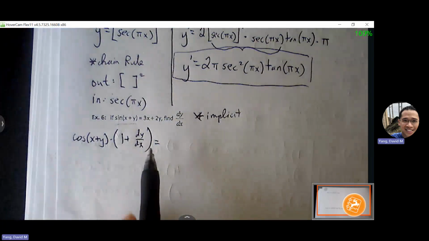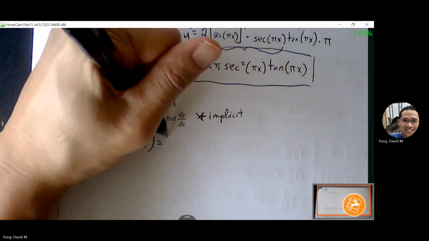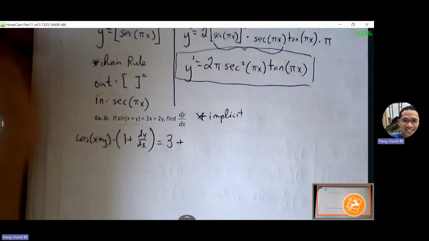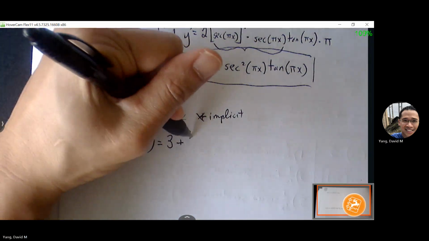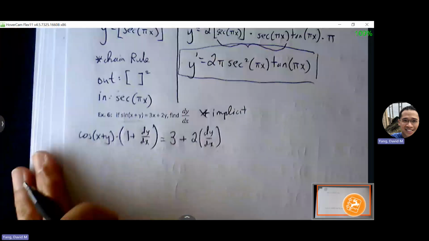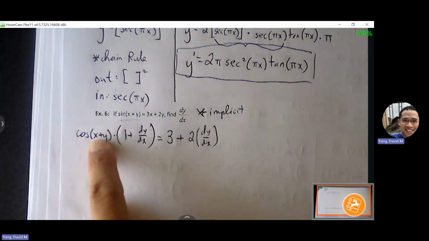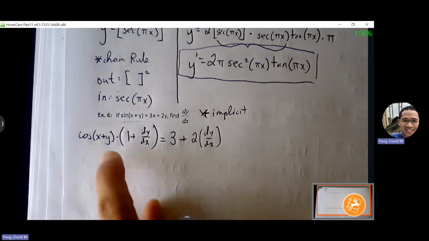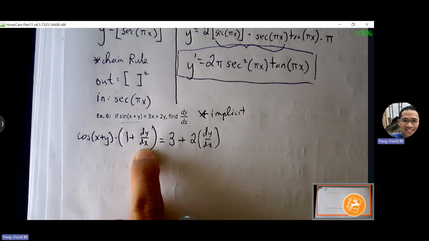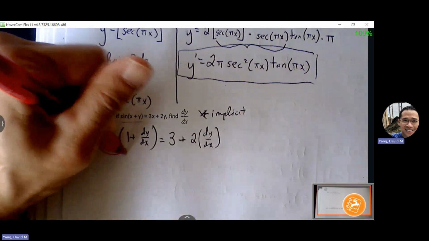We continue with our derivative process. 3x becomes 3. 2y becomes 2 dy dx. Okay, we want to solve for dy dx. Now we can distribute through, because now cosine of x plus y is clearly outside of 1 plus dy dx. We want to free that dy dx away from the set of parentheses. So we'll distribute that through, and then we can start moving things around and try to get dy dx by itself.